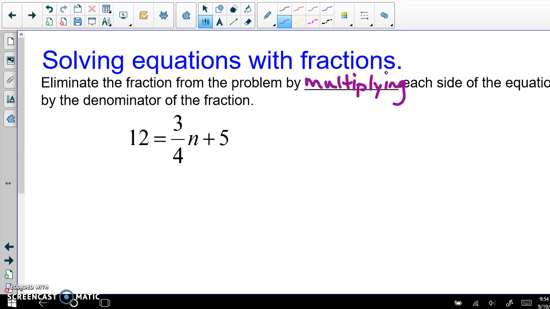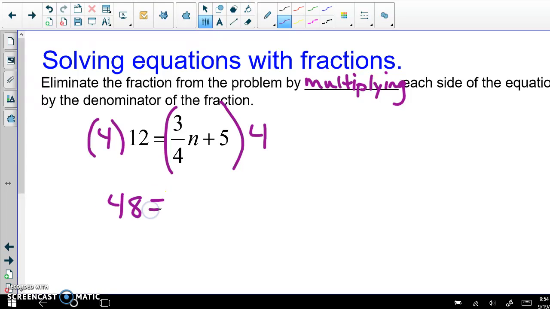So when I look at the equation, 12 equals 3/4 n plus 5, I know that the denominator is what I need to get rid of, which is a 4. So I'm going to multiply the whole equation by 4. So whatever I do to one side, I have to do to the other. So on the left-hand side, 4 times 12 is 48. But on the right-hand side, I'm going to have to distribute.